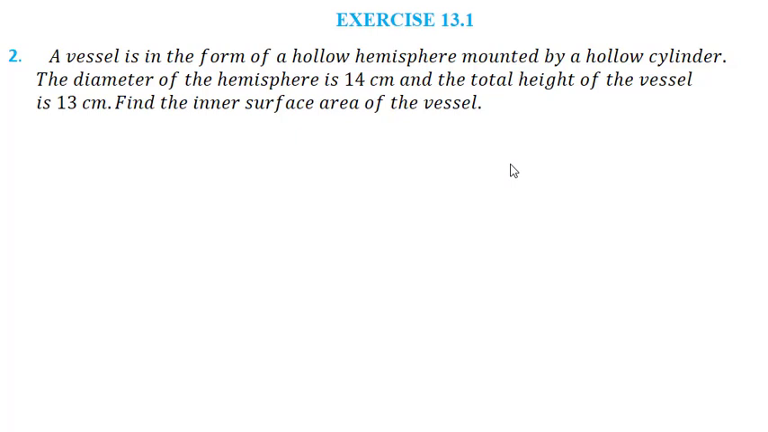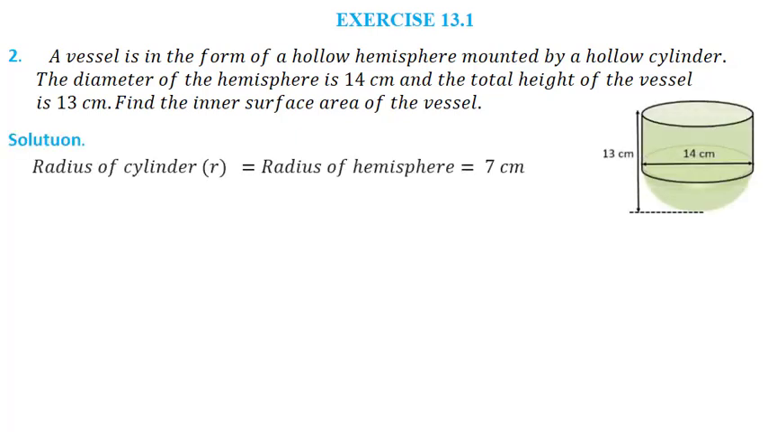Now kindly note that if they have not mentioned anything like inner radius, outer radius, then in that case we are going to consider the inner radius approximately equal to the outer radius, that is, the thickness is very small. Now the vessel is in the form of a hollow hemisphere. So this is a hollow hemisphere and it is surmounted, that is, on the top of this hemisphere I have a cylinder, a hollow cylinder.